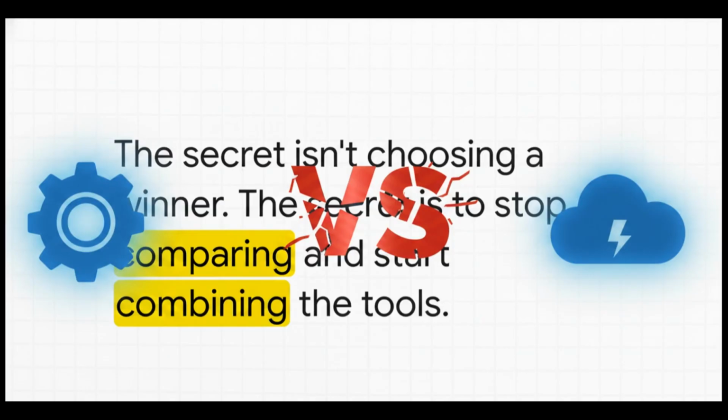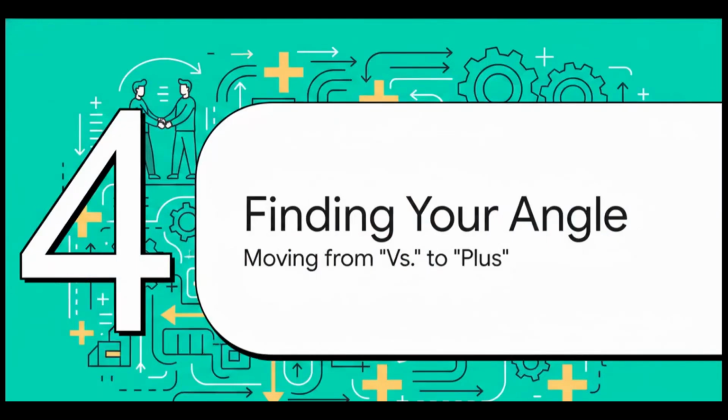It's not about versus. The real secret, the next level strategy, is showing them how to combine these tools to create something way more powerful than either one could be on its own. This little shift from competition to collaboration, from versus to plus, that becomes your unique angle. It's the killer insight that nobody else is talking about. And that's how you go from making just another explainer video to becoming the definitive guide.